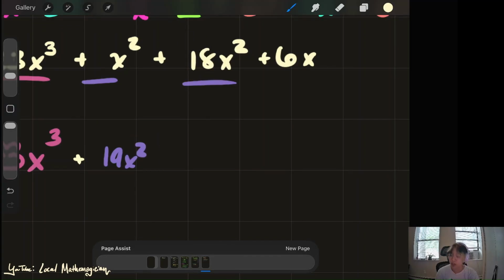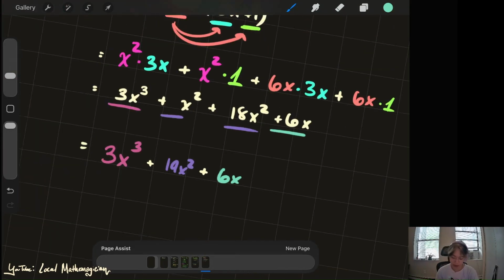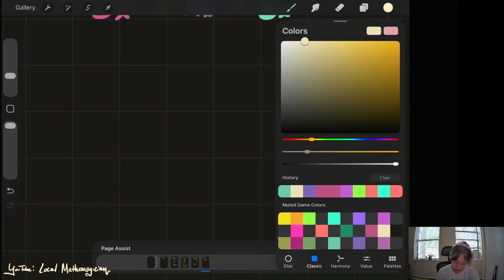Are there any x to the first terms? Yes, there are. There is only one, and that will be 6x, and that's all our terms, and we can call it quits here, okay? That's how you multiply. But Amanda, what happens if our polynomial has different variables? That's okay too. Let's do an example.